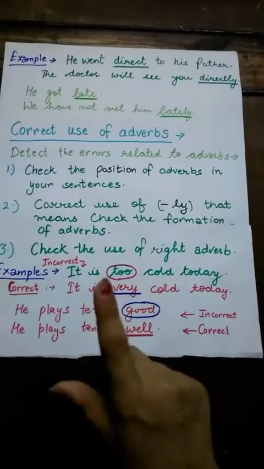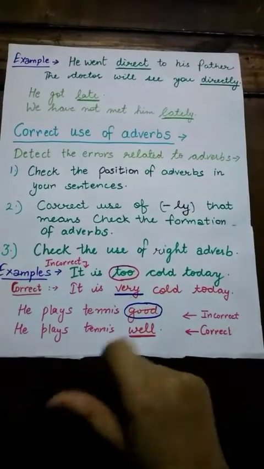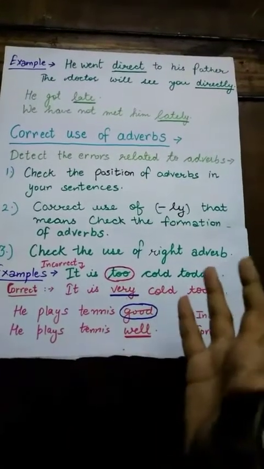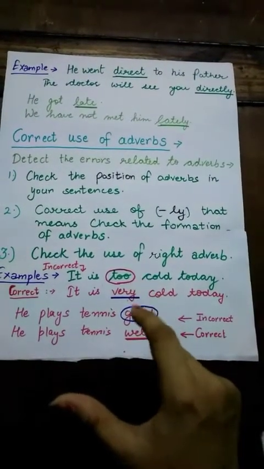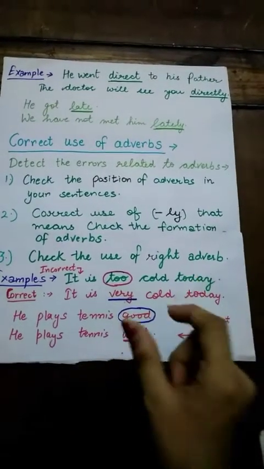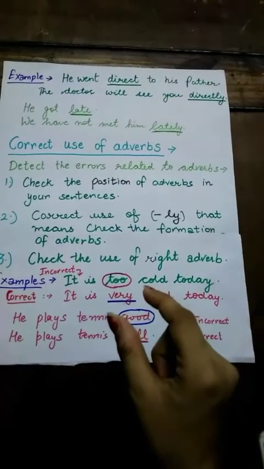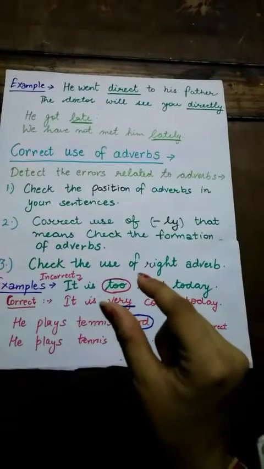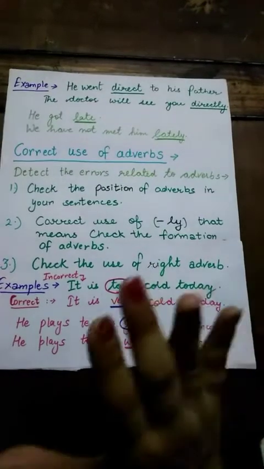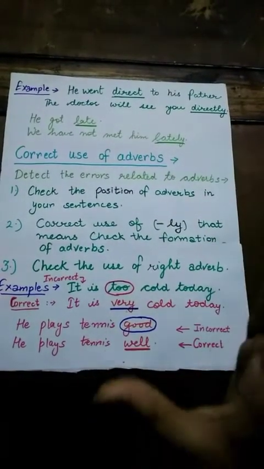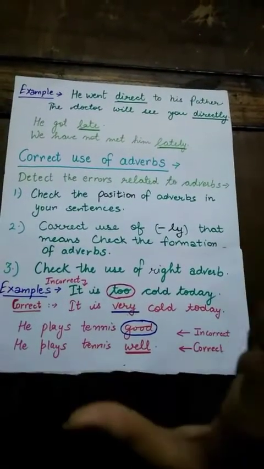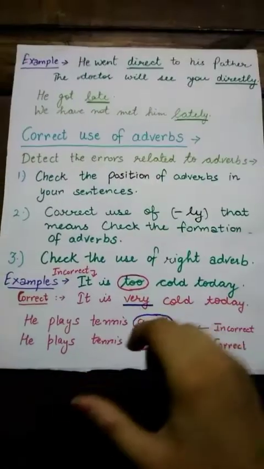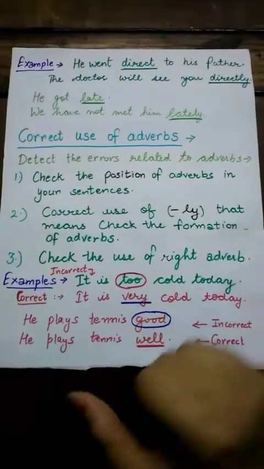So let's start. It is too cold today. Now the correct sentence is it is very cold today. Now you will ask, why do we replace too with very? It is because the Hindi meaning of this word very is bahut, and the meaning of this word too is more than enough, and we do not want to convey that it is more than enough cold today. So we will replace too with very.